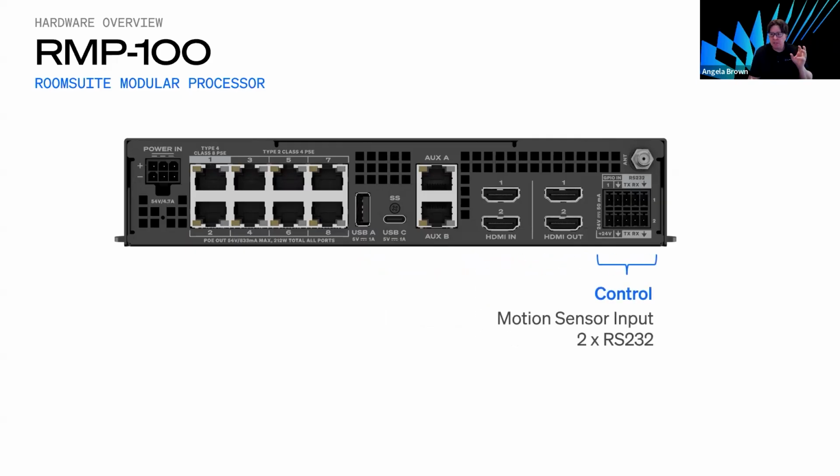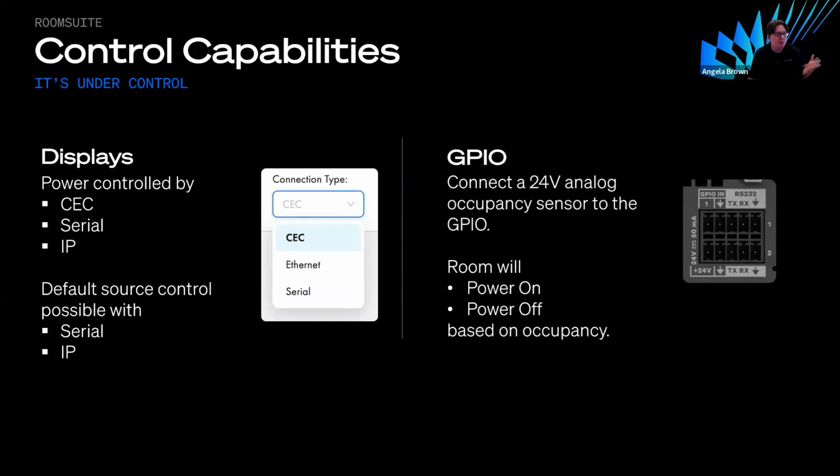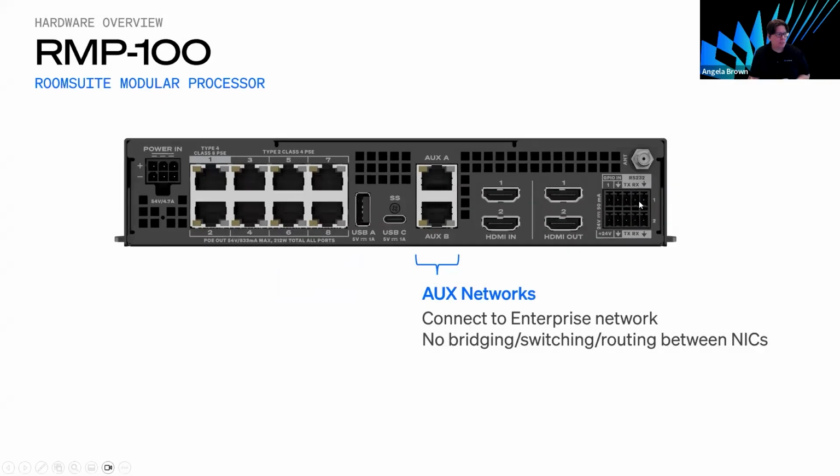We have some limited control ports. I think when you start getting into these smaller rooms, these aren't as necessary, but we did add some for some very specific reasons. We wanted the display power, so you can actually control the displays in the room via CEC, Ethernet, or serial. So there are 2 RS-232 ports. And then we also included a GPIO to be able to connect a 24-volt analog occupancy sensor. So in a lot of those smaller rooms, you do have occupancy sensors. So those are the things that we're doing for control. And that's that port, that big Phoenix block off to the right there.